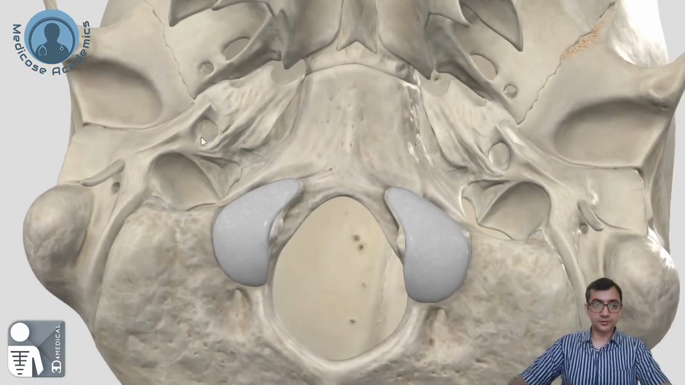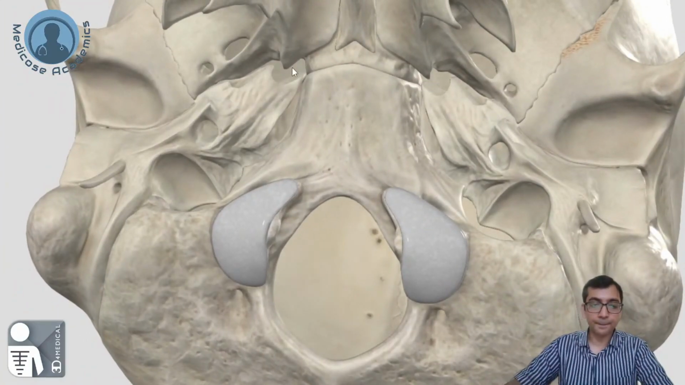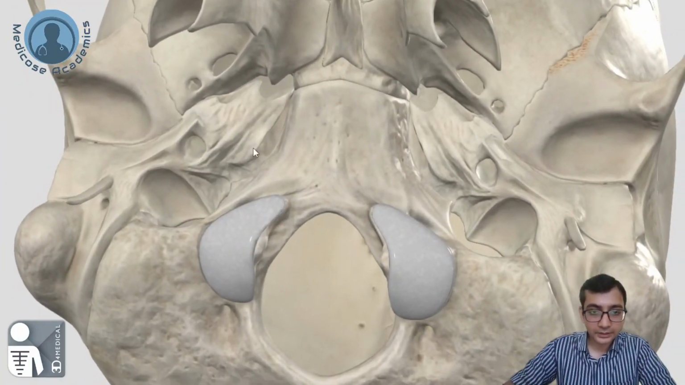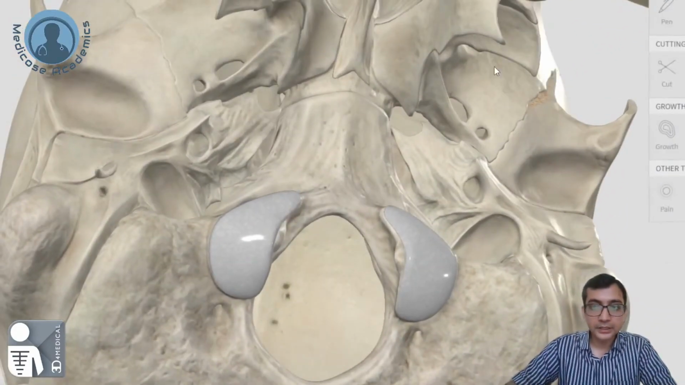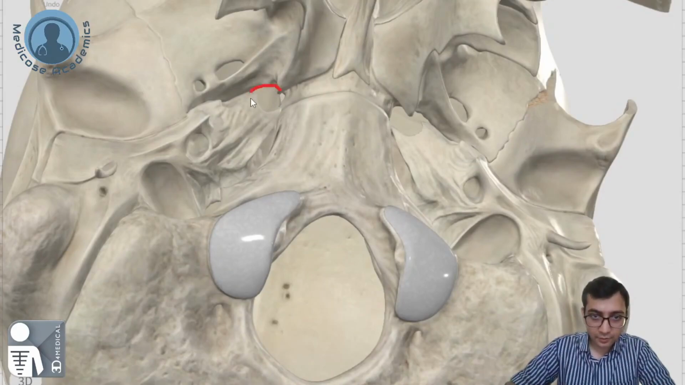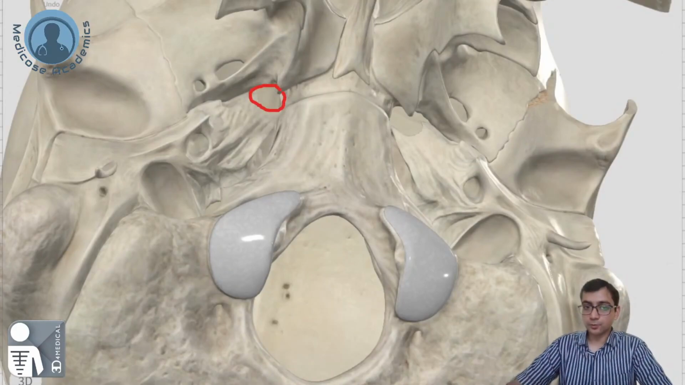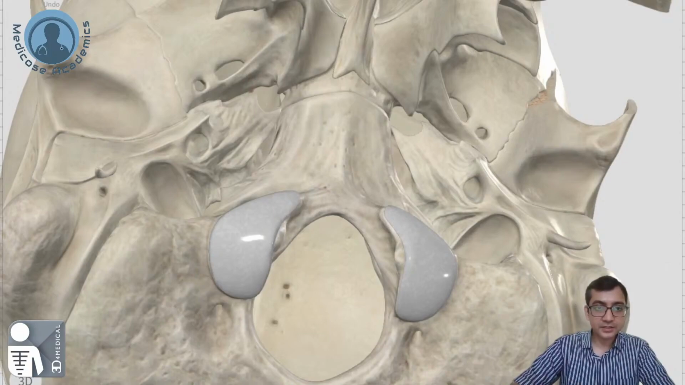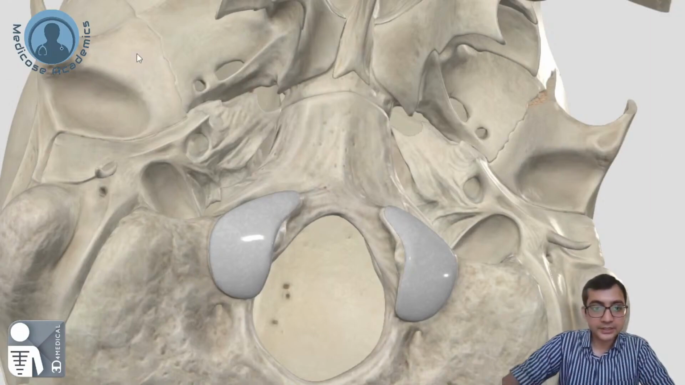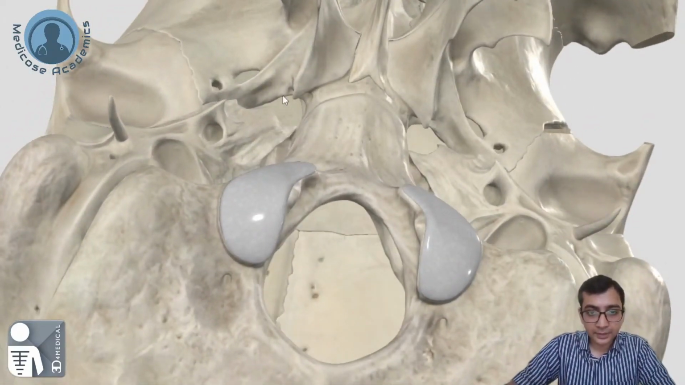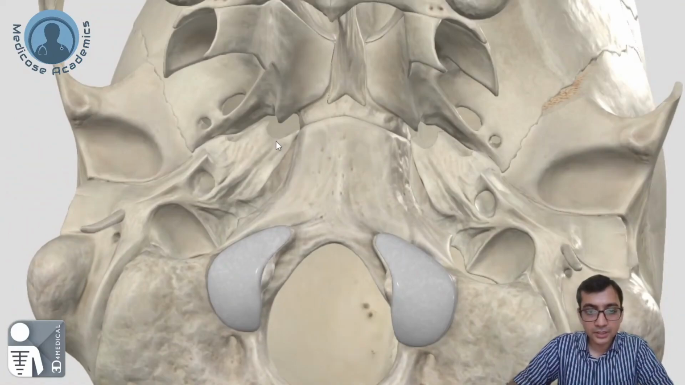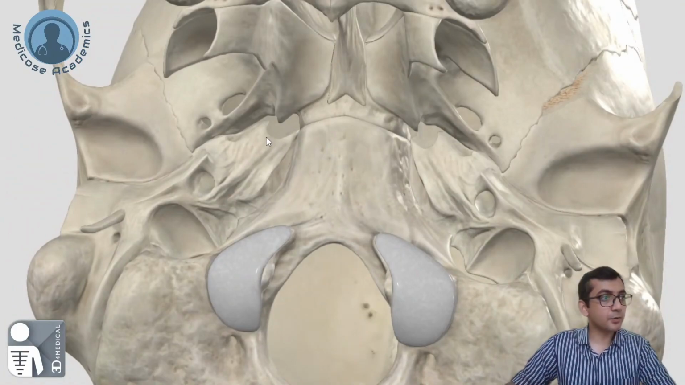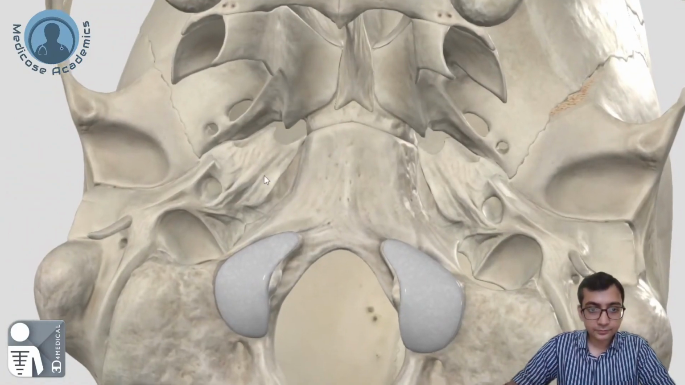So let's move on to the parts of the petrous bone. We have this opening in the front. Let's start with the foramen lacerum. This is the foramen lacerum. This is the opening between the two bones. It is present behind the sphenoid bone. Anteromedially there is the sphenoid bone: the pterygoid process anteriorly, the body of the sphenoid medially, and posterolaterally there is the apex, the tip of the petrous bone.